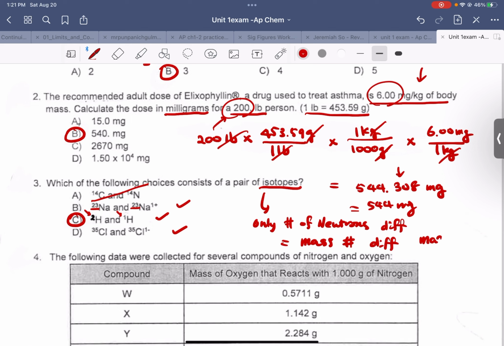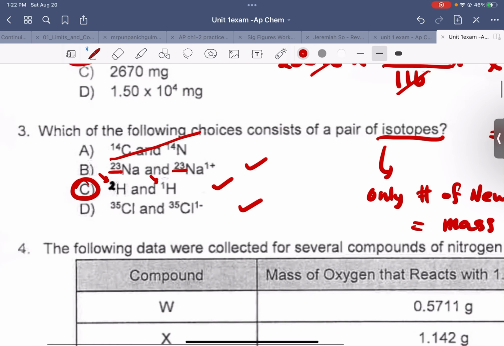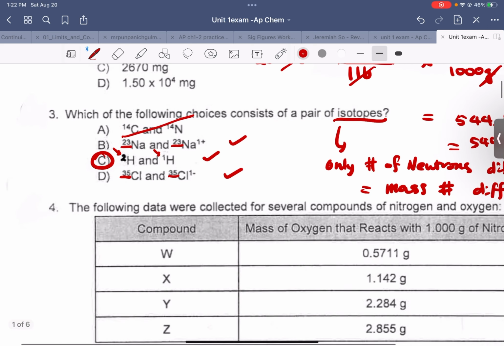The mass number consists of the number of protons plus the number of neutrons. The number of protons is the same as the atomic number, so the atomic number is not going to change. Only the number of neutrons will be different. So C is only their mass being different, which means that's a different isotope. The other one has 35, same mass, and for B, sodium 23 is also the same. So that's not a pair of isotopes.